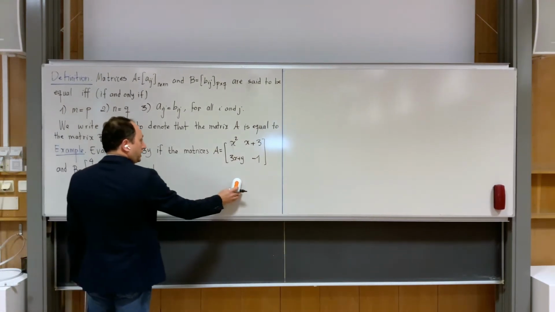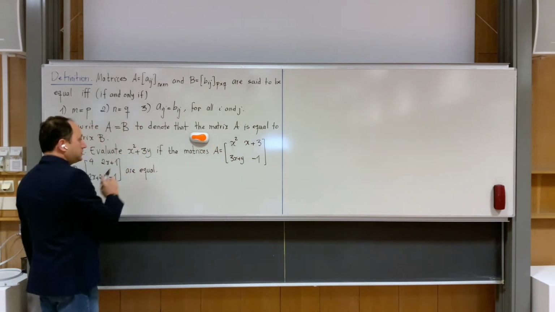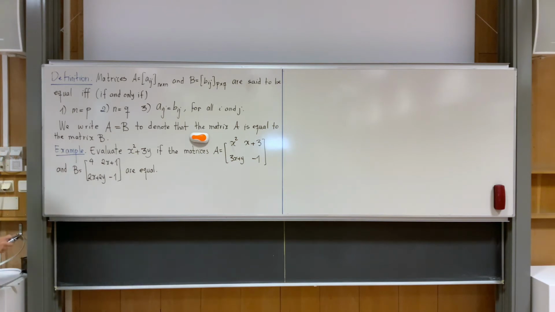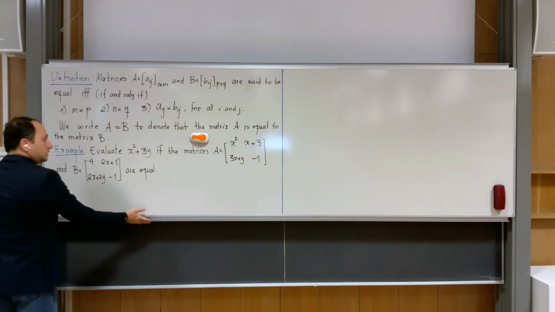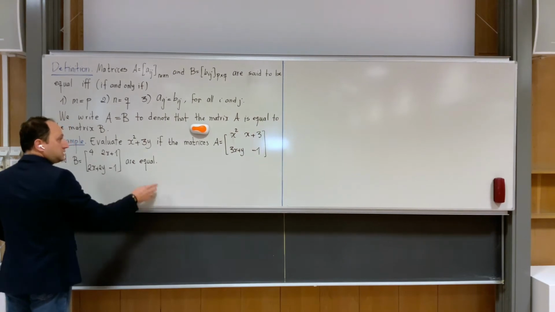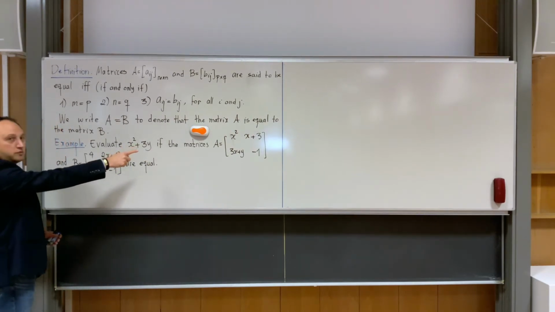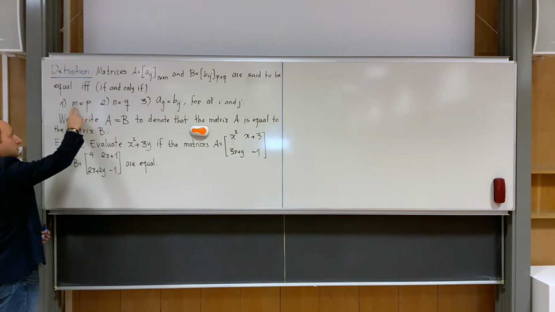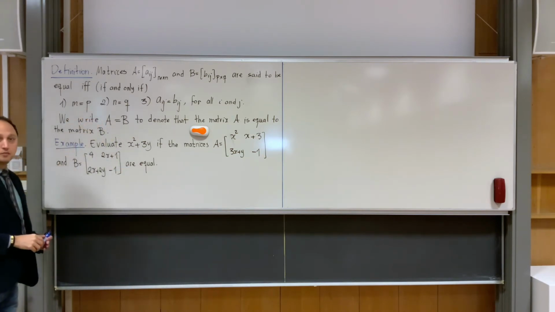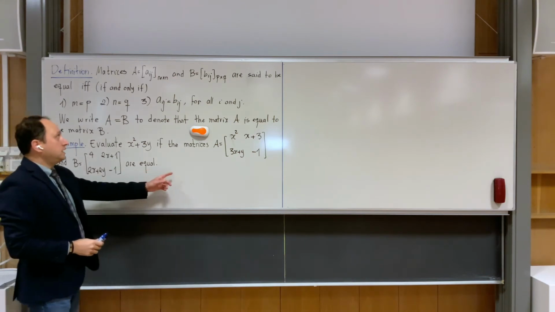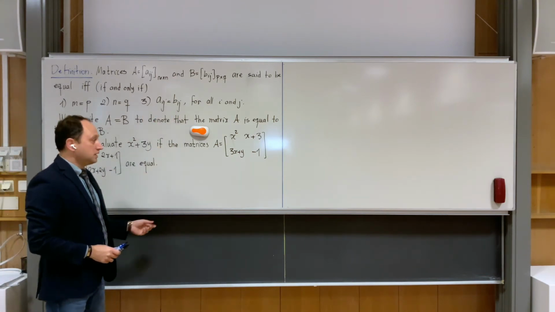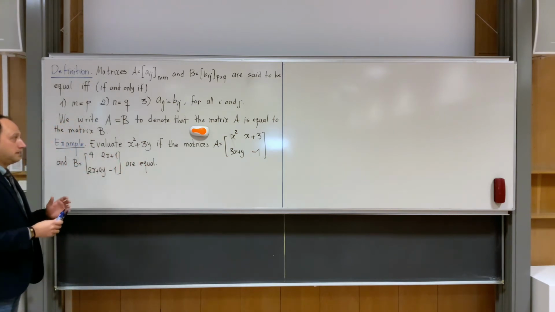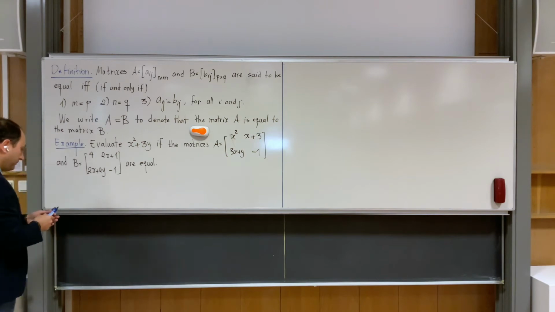Okay, so I'm supposed to evaluate this expression if I know that these two matrices are equal. You know that this is possible for these two matrices because the first matrix is 2 by 2, the second matrix is also 2 by 2, so we already know that the first and the second conditions are met, so we only need to take care of the last condition. Yes, so it means that the components should be correspondingly equal to each other.